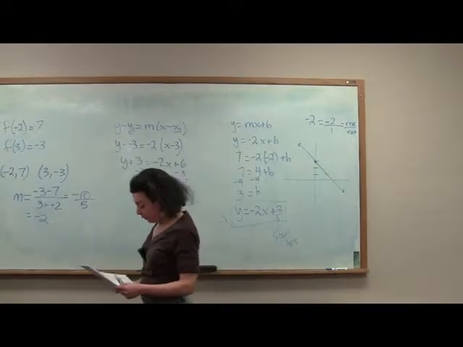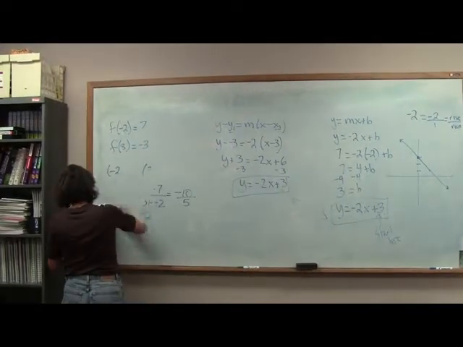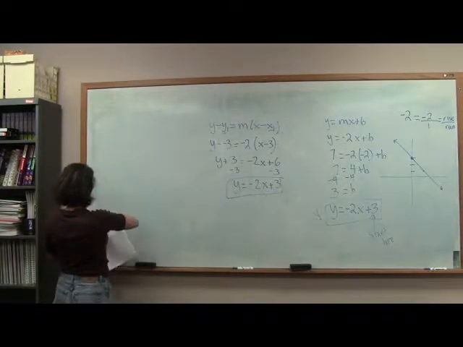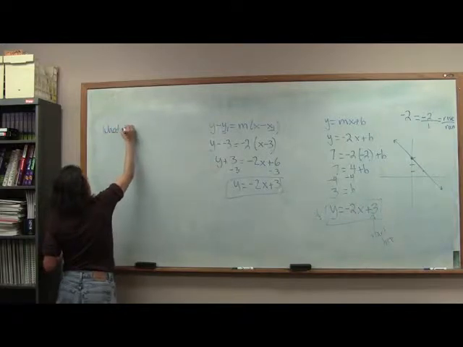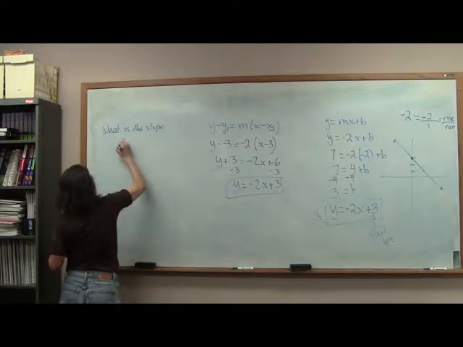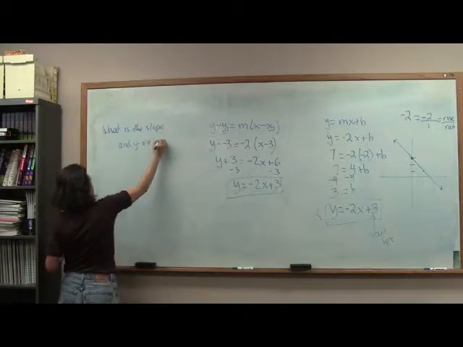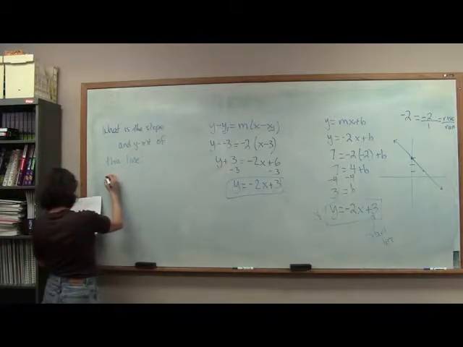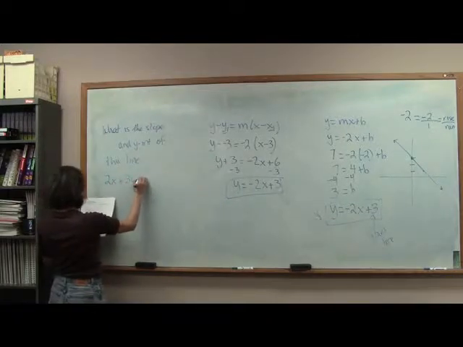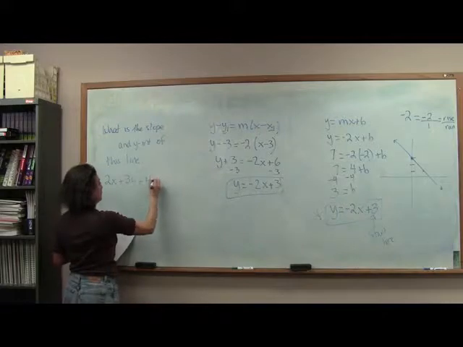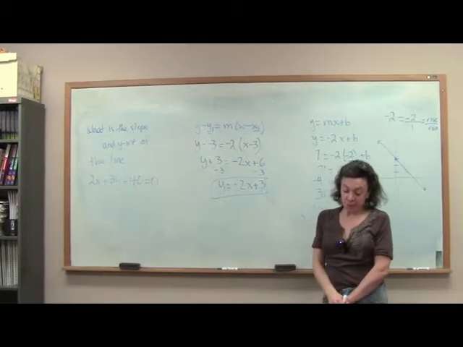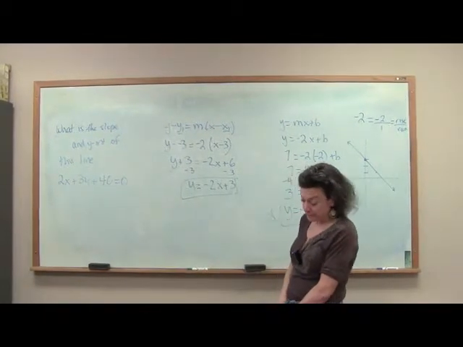Okay, one more example that I'm going to do. What if I asked you, what is the slope and y-intercept of this line? And here we are. What if I have 2x plus 3y plus 40 equals 0? This is a line written in that standard form, okay?